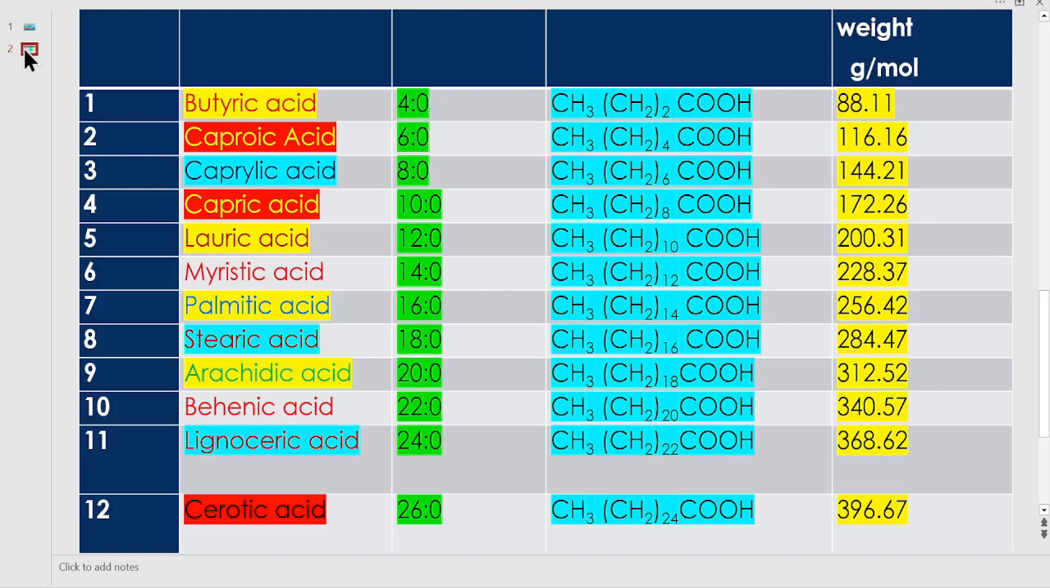The first one is butyric acid. It contains only 4 carbons, and you can see here CH3, CH2, COOH. This is the butyric acid with 4 carbons. This is the first saturated fatty acid, and its molecular weight is 88.11 grams per mole. Next, second, caproic acid. It contains 6 carbons, and its molecular weight is 116.16.